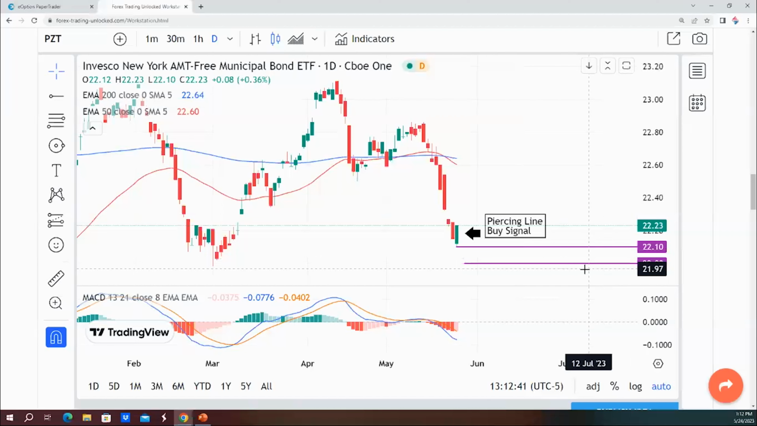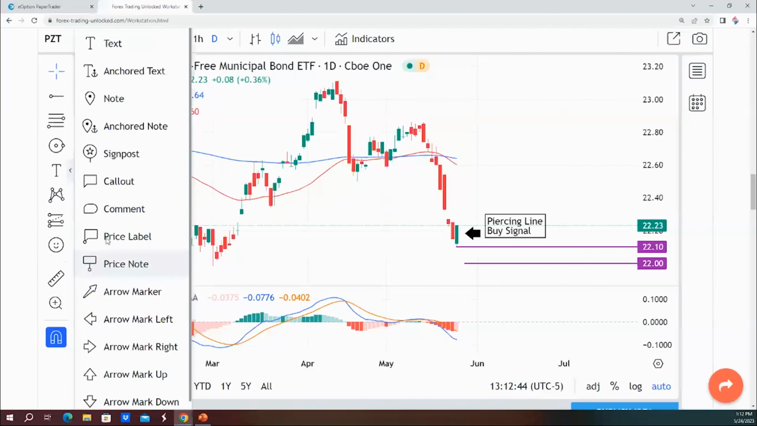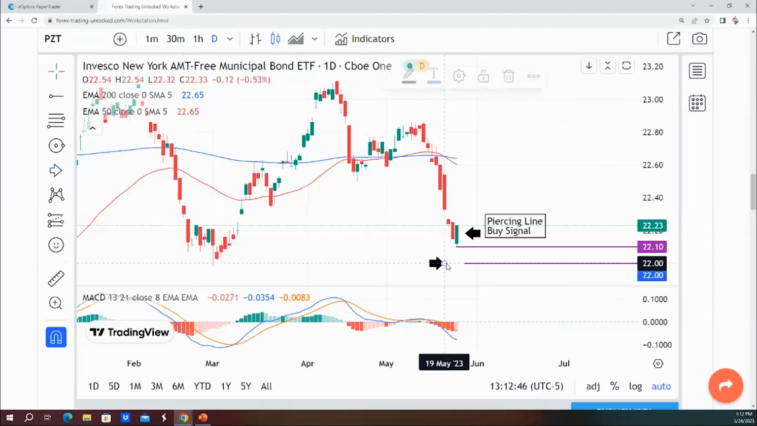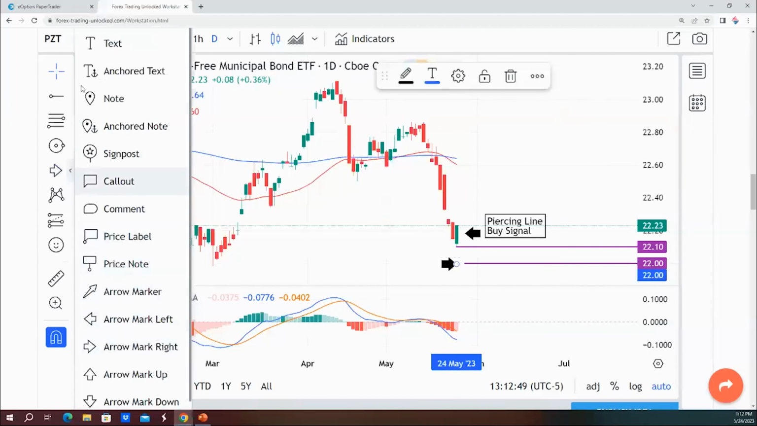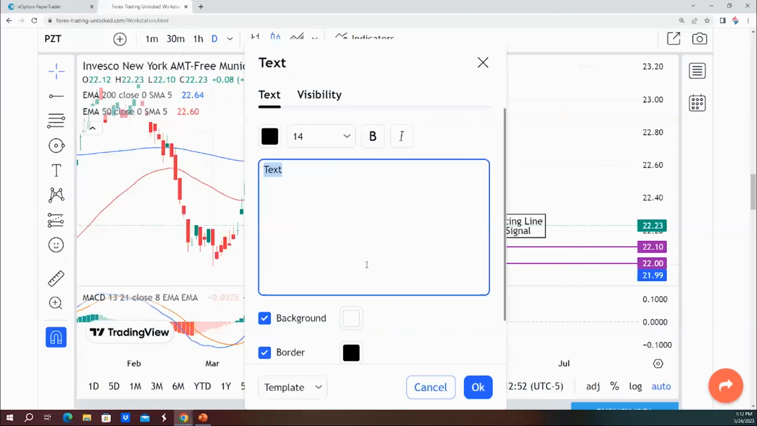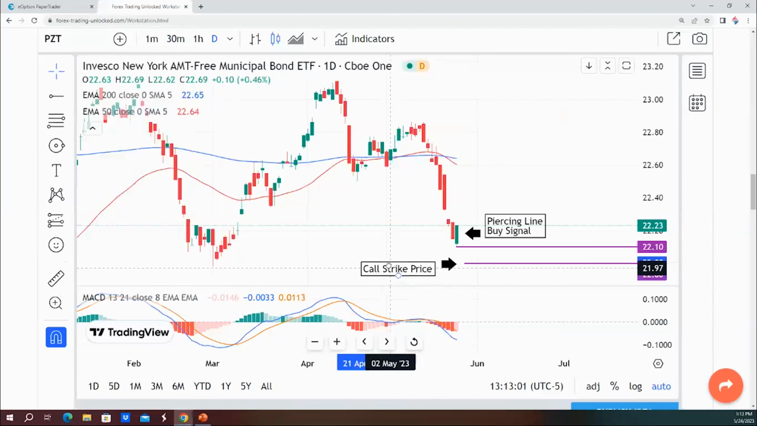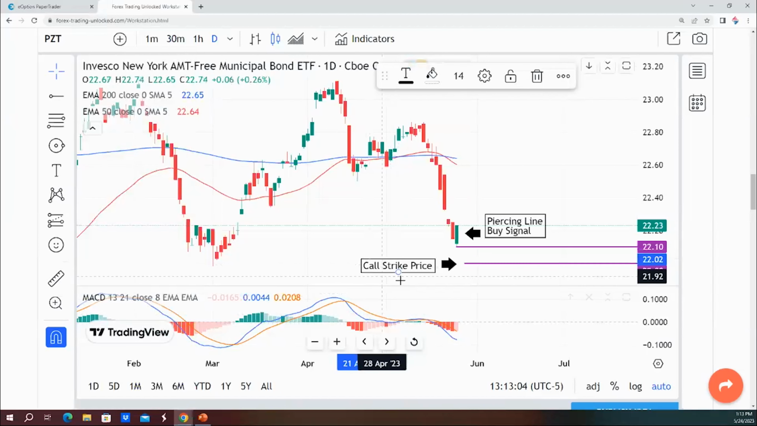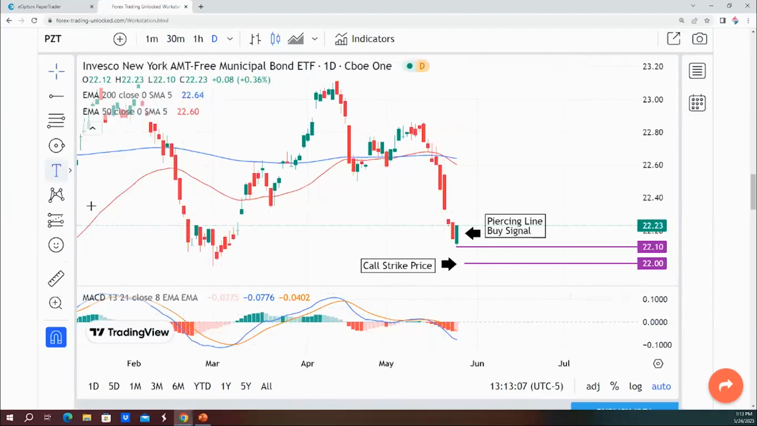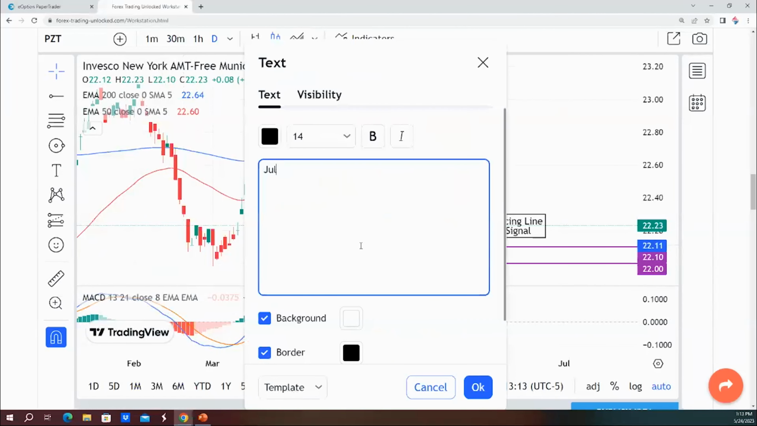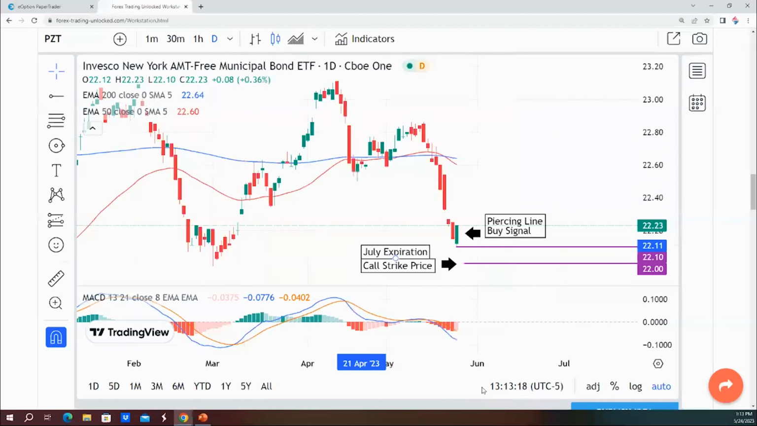So we have a 22 even strike price. This would be a call level that we would be looking to purchase because of the buy signal. We'll get through this and then see if the latency picks back up. So the call strike price right here. Okay, and now since it's already the end of May, we would be looking for a July expiration. This would give us enough time to allot for some price movement.